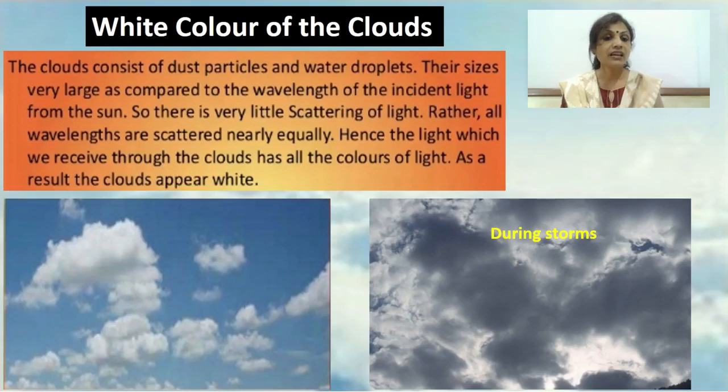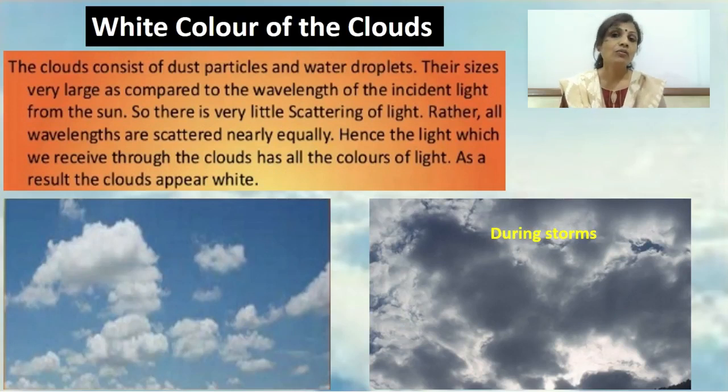Rather, we can say that all the wavelengths are scattered equally. All the colors of the white light scatter equally, and therefore the light which we receive through the clouds has all the colors of light, and the result of this is that the cloud appears white in color.